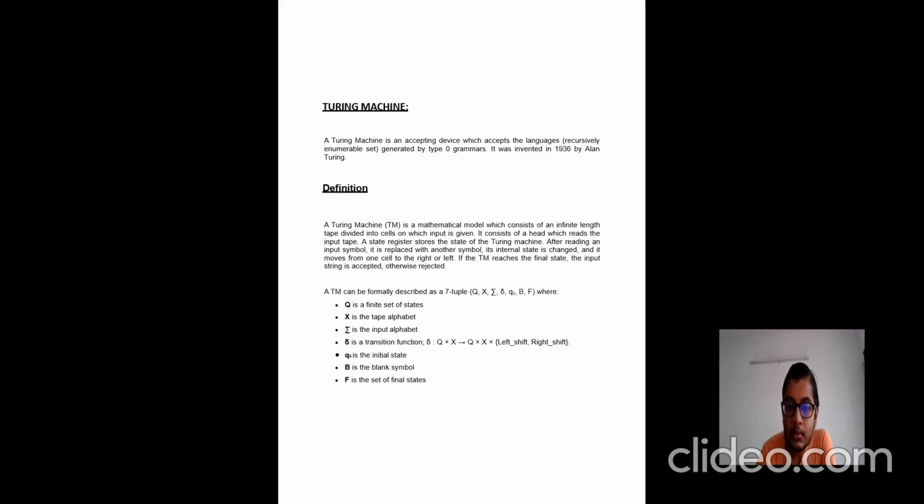A Turing machine can be formally described as a 7-tuple, where Q represents the finite set of states, X represents the tape alphabet, sigma represents the input alphabet, delta represents the transition function, Q0 is the initial state, B is the blank symbol, and F is the final set of states.